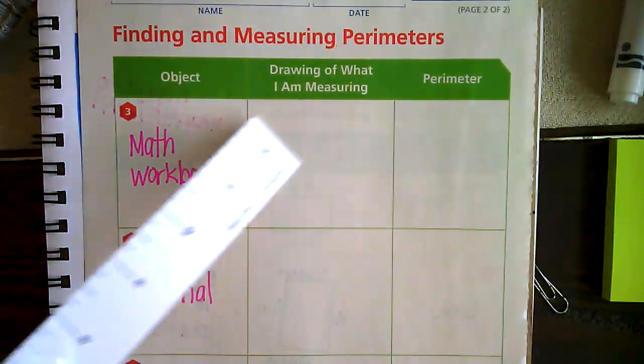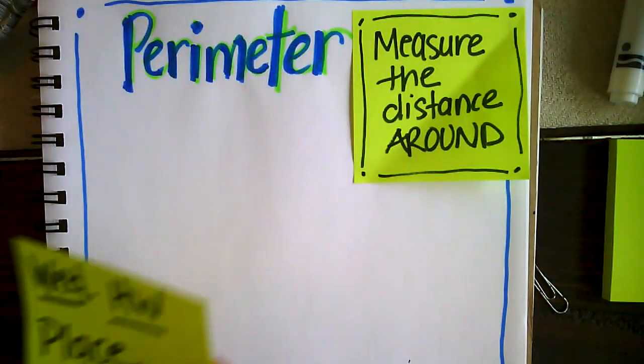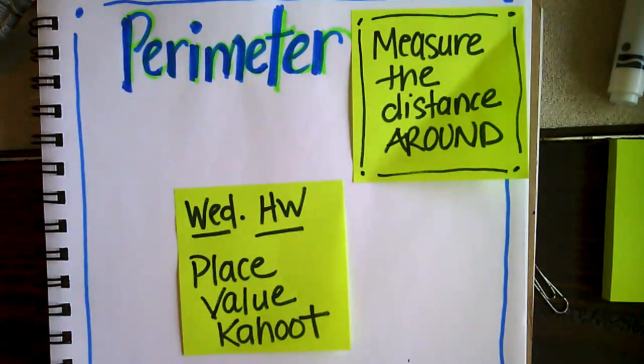When you're done, your review work today is simply a Kahoot reviewing place value. A simple reminder with the Kahoots though, please use your first name. If you use a different name, I don't know who you are. I'm going to have to stop using Kahoots if people aren't using their real names because that doesn't help me to know if you know what you're doing.